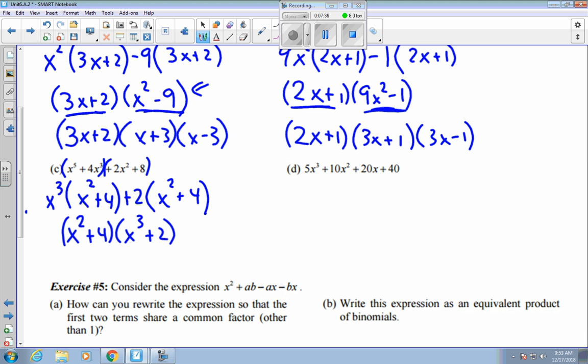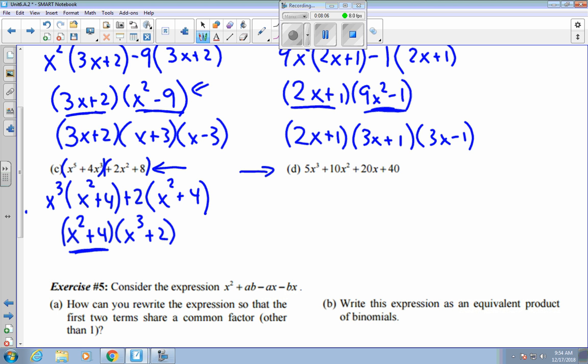No GCF to take out, but look and see if you can do a difference of two perfect squares. You need to be very careful because this x squared plus 4, x squared is a perfect square, 4 is a perfect square, but it is not the difference. There's no subtraction, so that's as far as you can go. One thing I don't think I mentioned yet is just make sure your original polynomial is in descending order, highest exponent to lowest.